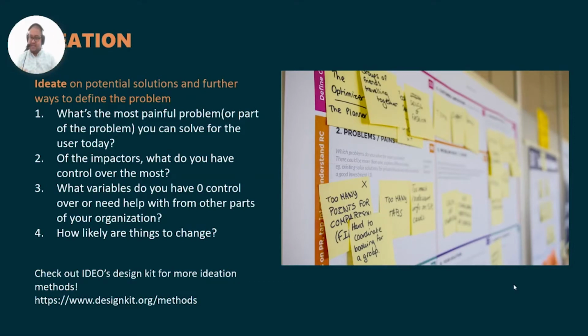And like I said, it's not just about that very end level user and their problem. Look at the broader scenario of what's going on and try to identify what everyone's problem is and then go in and pick the parts that you can control. So number 2 digs into that. What part of the impactors do you have control over the most? And then number 3 here says, what variables do you have zero control over that you need help from other organizations or even other products?